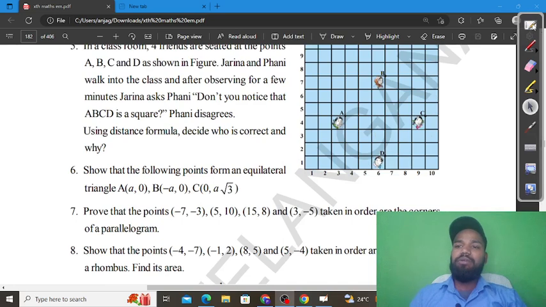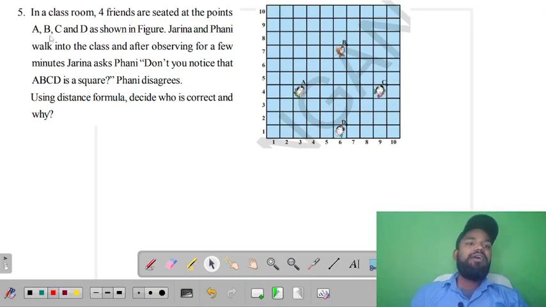Now see the fifth problem. What is the fifth problem given? In a classroom, four students are seated at the points A, B, C and D, as shown in the figure. I will highlight here. A person sits here, and person B sits here, and C sits here, and D sits here. So these are the four friends seated at different places. What is the question here?